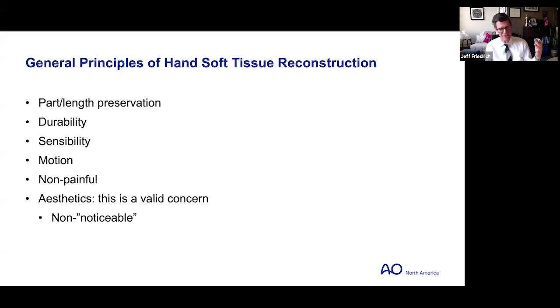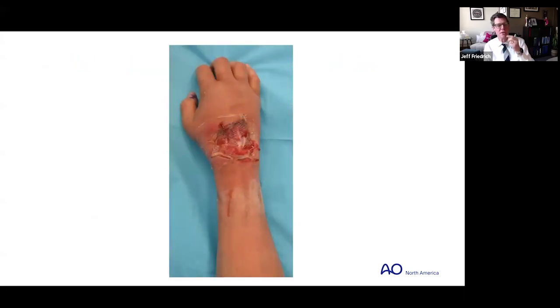So aesthetics is often not the primary concern of our soft tissue reconstruction options, but it is a valid concern as we're thinking through how best to get the patient back to a sense of wholeness and be able to get back to their activities. So this is a representative case that I wanted to show. Every one of these is different, but the dorsal hand and wrist soft tissue injury and loss is kind of a classic, and that's why I wanted to focus on that.